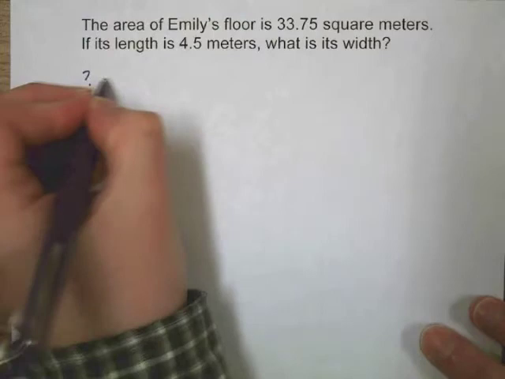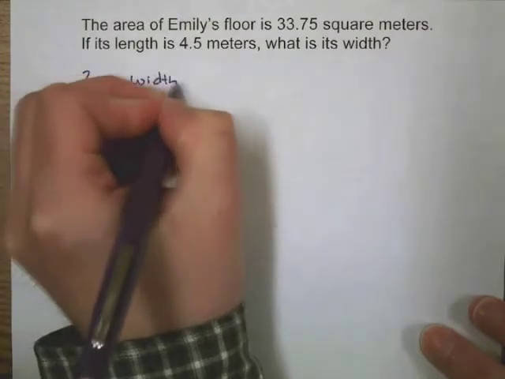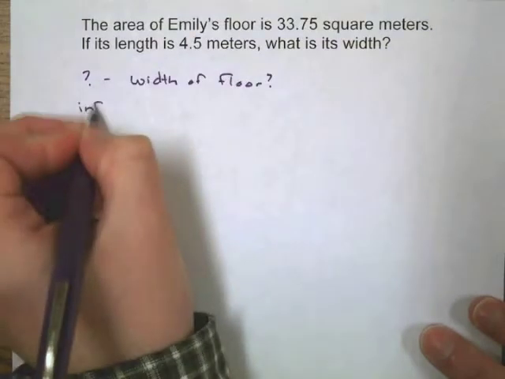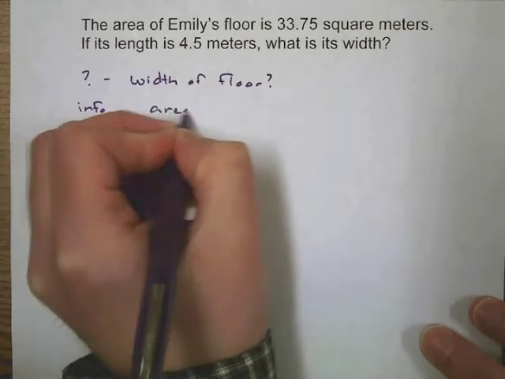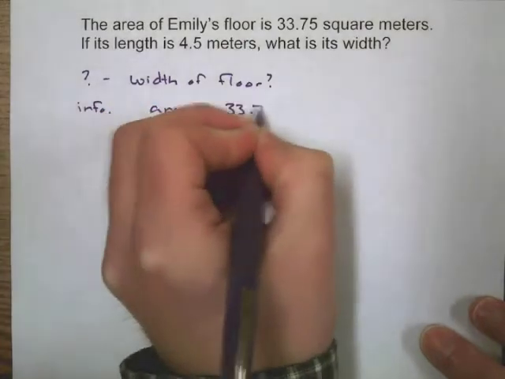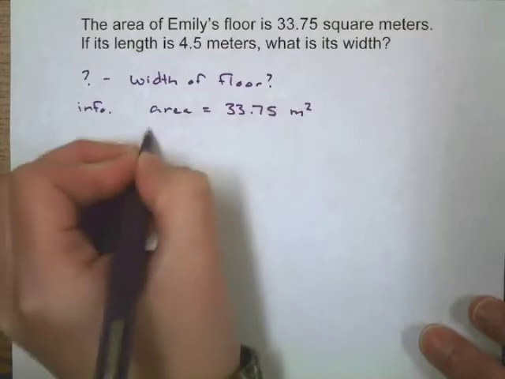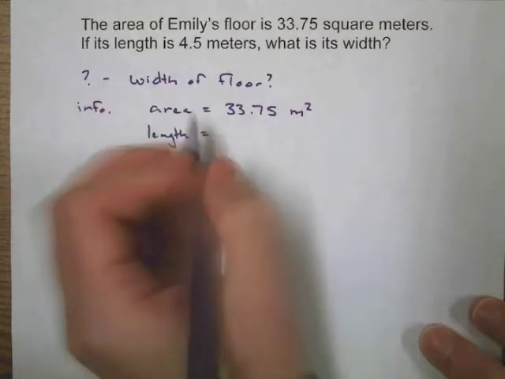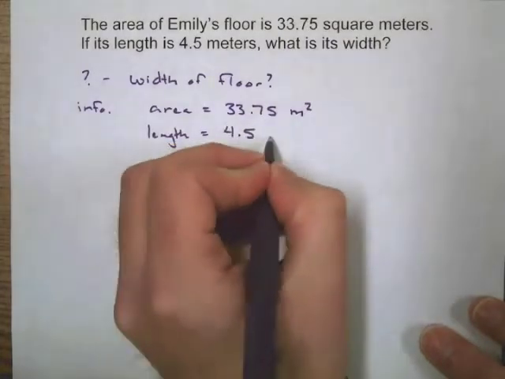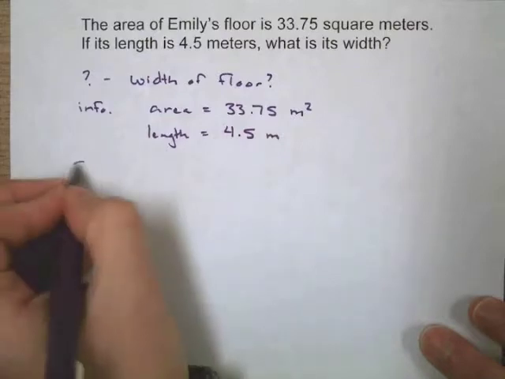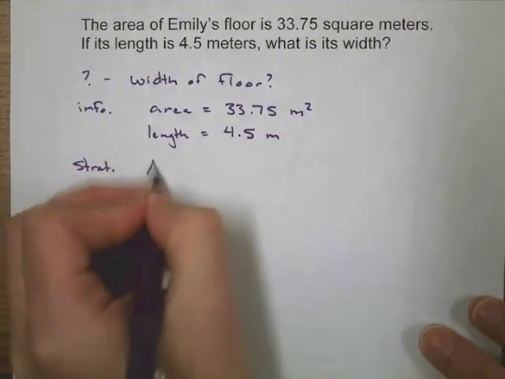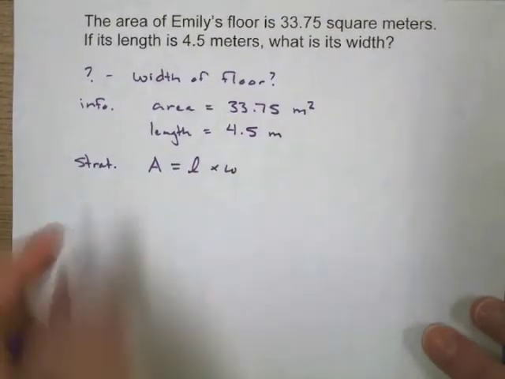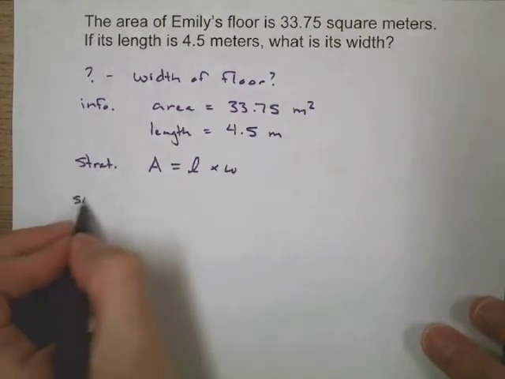So our question: the width of the floor. I know that the area is equal to 33 and 7/500 square meters, and the length of the carpeted area, or the area of the floor, is 4 and 5/10 meters. Here's my strategy: I also know that area is equal to length times width. And so if I know that, then I can go ahead and start to solve that.